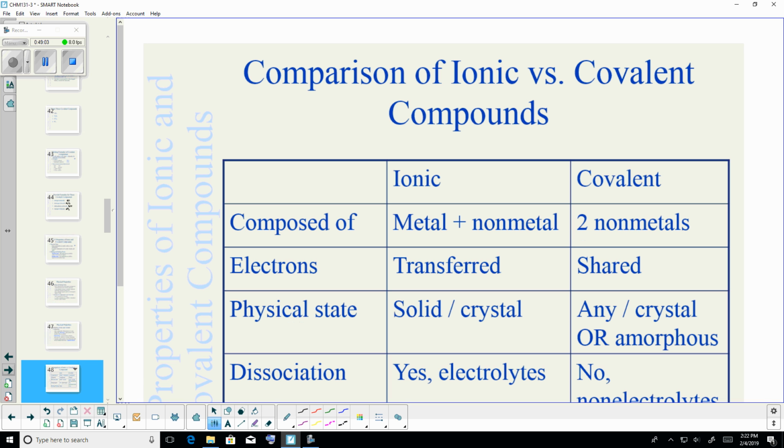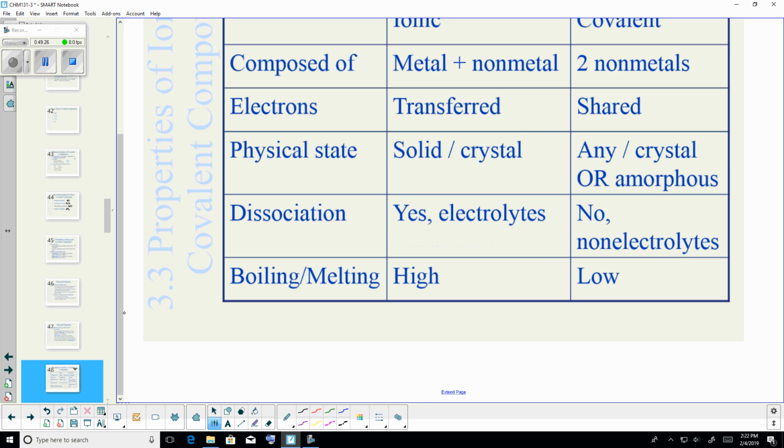So comparing ionic and covalent. Ionic compounds are a metal and nonmetal. Covalent are two nonmetals. Ionic compounds, we transfer electrons. Covalent, we share them. Ionic tend to be solid and crystal. Covalent could be any state of matter, crystal or amorphous. Ionic compounds dissociate and be electrolytes. Covalent don't. They're non-electrolytes. Ionic, high boiling and melting. Covalent, low. Relatively speaking, low.